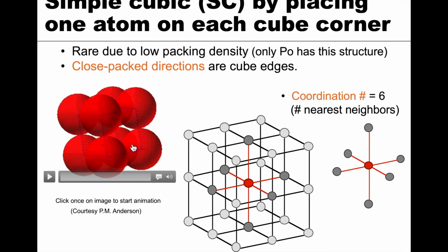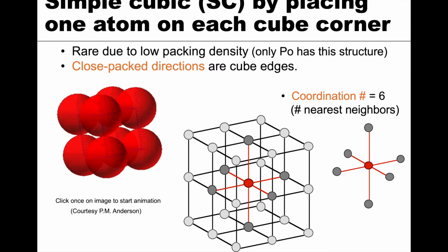And it's a cube because all the sides are equal. So this distance is the same as this distance, which is the same as this distance. So it's a cube. Basically you can think of it as a cube with spheres at each corner, right?